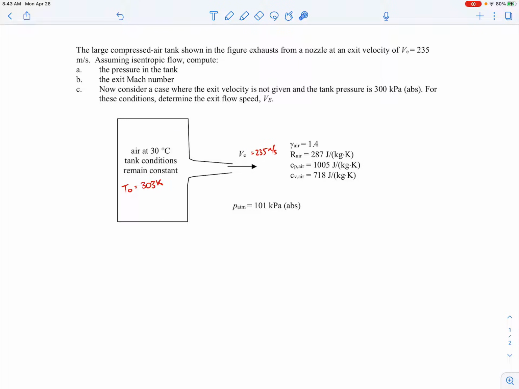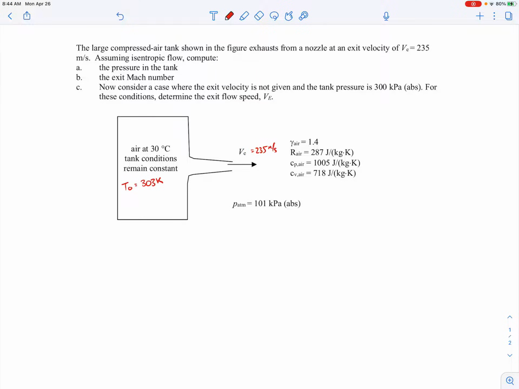And the reason I'm going to do part B first is because I can see a connection here to find the exit Mach number. We're given the velocity at the exit and the stagnation temperature in the tank. And I know that there's a relationship between velocity and temperature. If you recall from the first law, simplified down, it'll look like this. Let me just jot it down here.